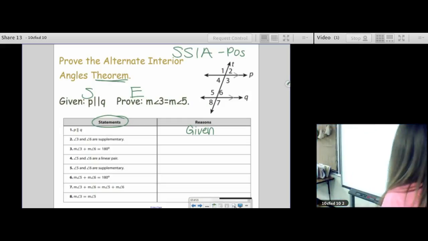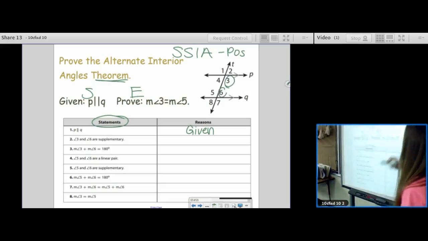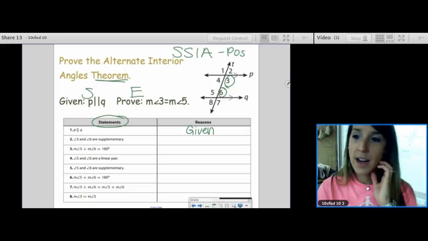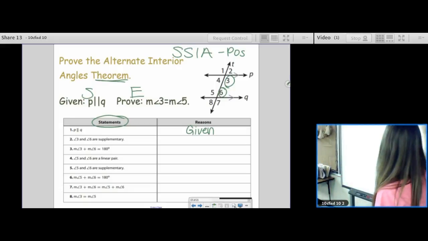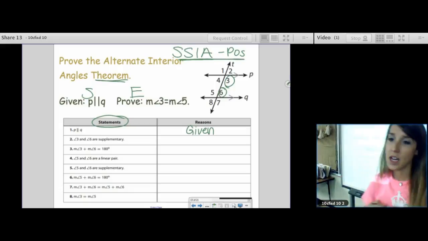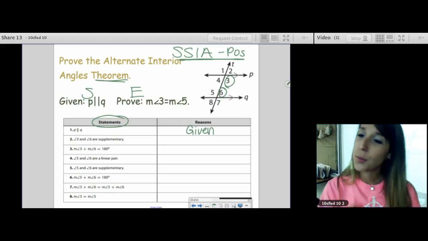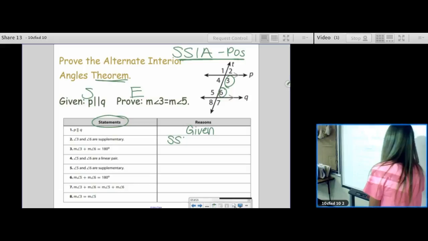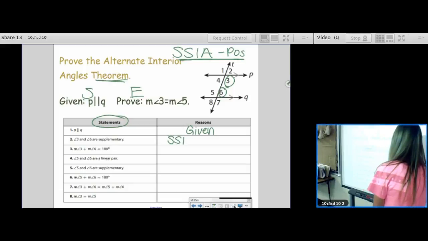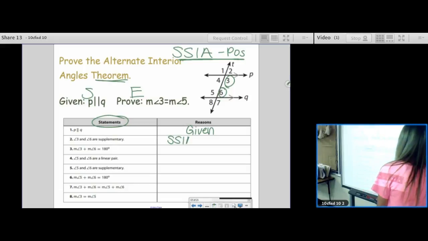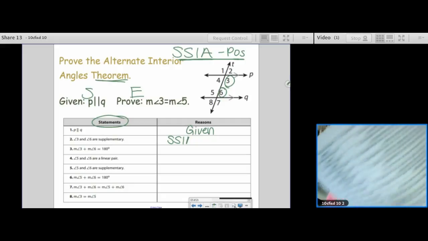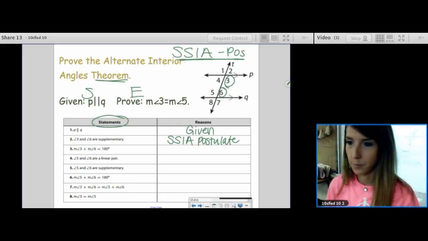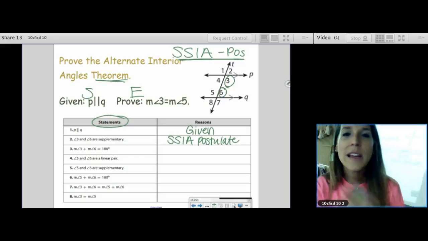Okay, 3 and 6 are supplementary. Remember what I told you? We're going to assume that one of them is just true, and that's going to prove all the other ones. So 3 and 6 are supplementary. That is the same side interior angle postulate. And it is on this piece of paper. Cool. All right. Now we know they're supplementary.